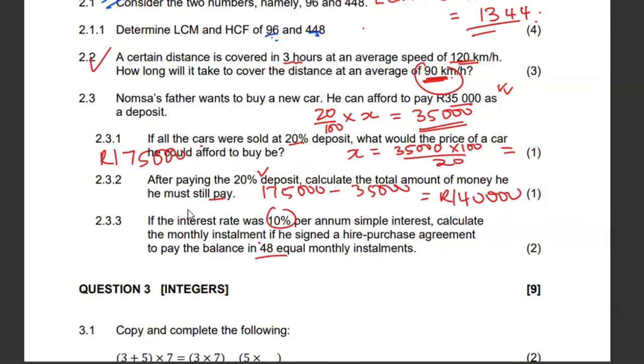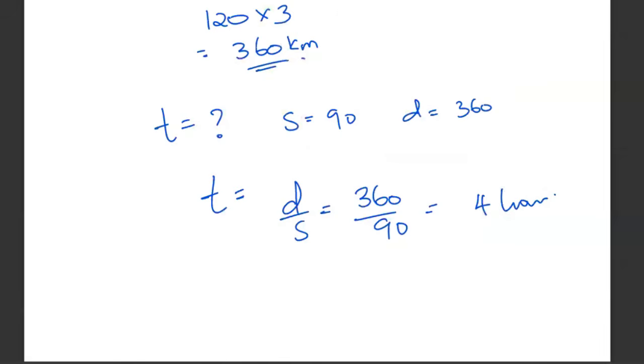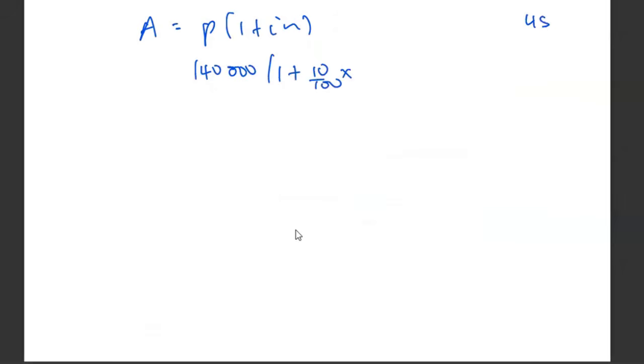So if we have simple interest, because hire purchase deals with simple interest, this is going to be 140,000 times (1 plus 10 over 100). How many years are there in 48 months? It's basically 4 years. Okay, so we punch this into the calculator and see.